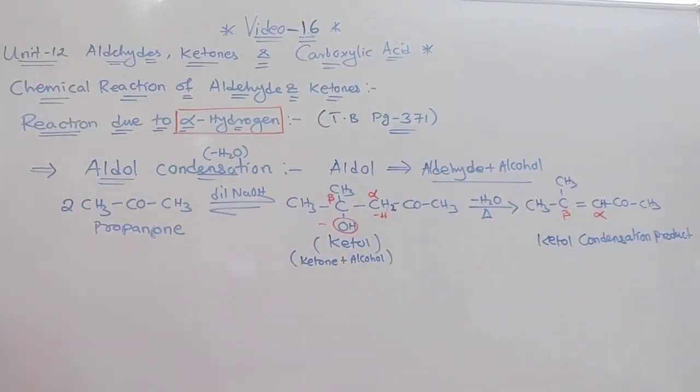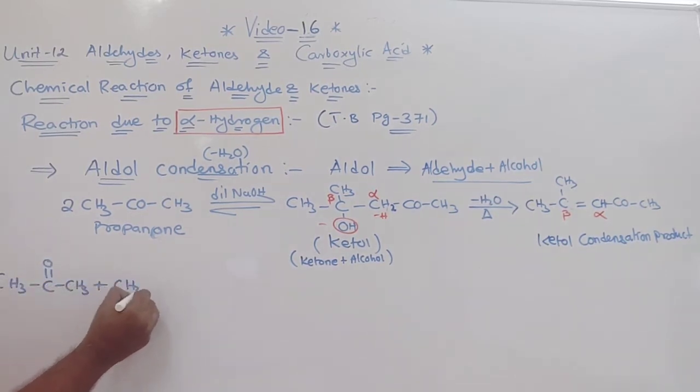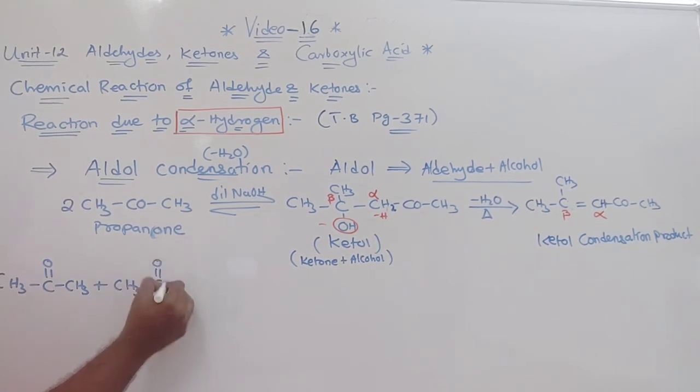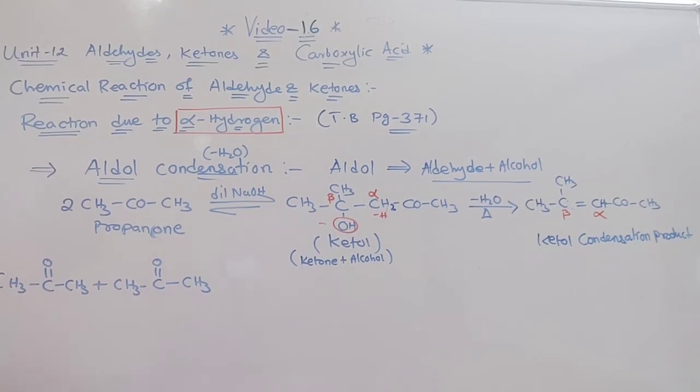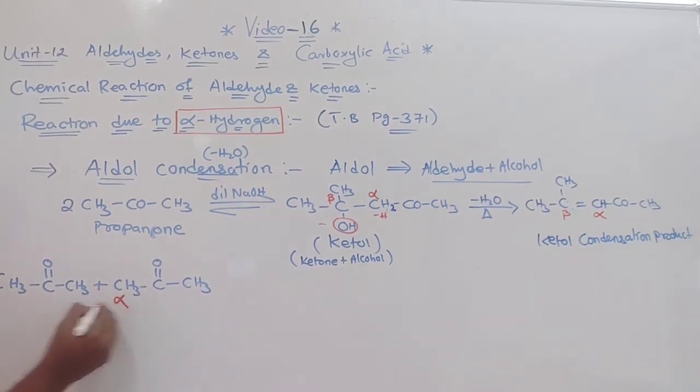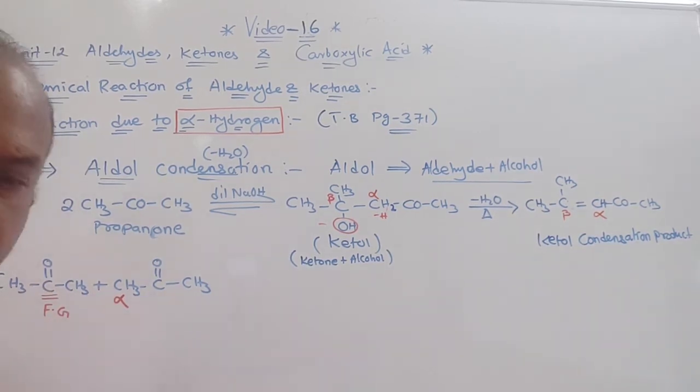Okay, now this same thing can be separated and written. How it can be separated, you can see these two molecules I write. CH3 C double bond O CH3 plus CH3 C double bond O and CH3. I have written like this. Now in this case, this one I will take as alpha and this one I will take as the functional group.